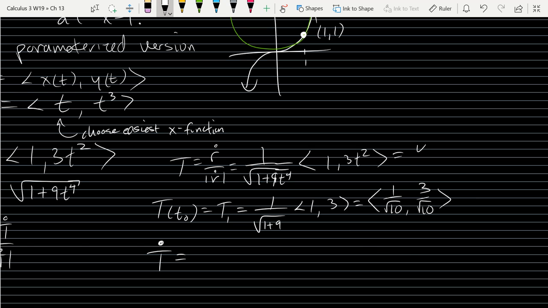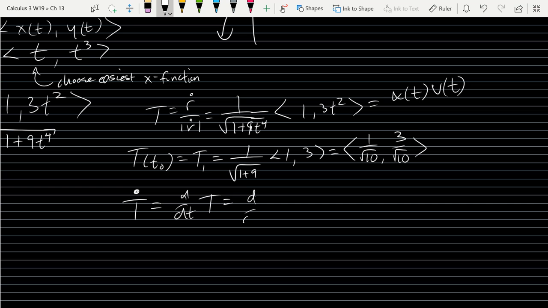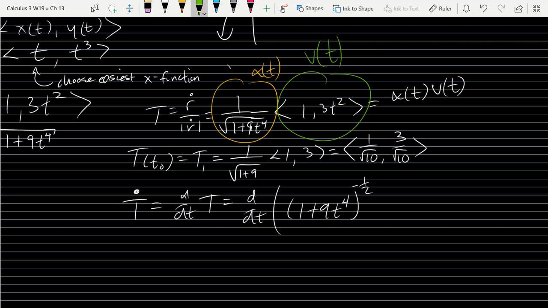All right, this one above, the way it's written, there is a scalar function times a vector function. So we have a scalar function, and let's write this as 1 plus 9t to the fourth to the negative 1/2. So I'm just rewriting the reciprocal square root as a negative half power. So that's our alpha of t function right there. So that's alpha of t, and then the second part right here is v of t. So I'm just writing it as alpha of t times v of t.